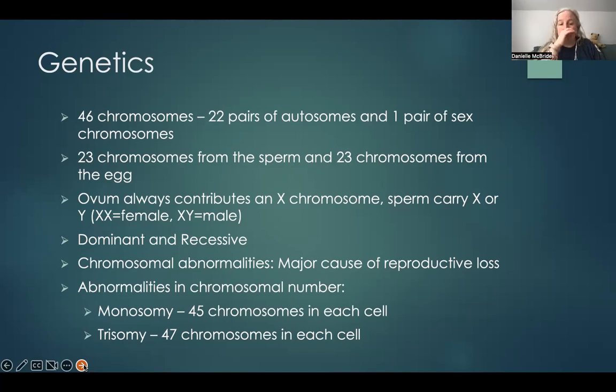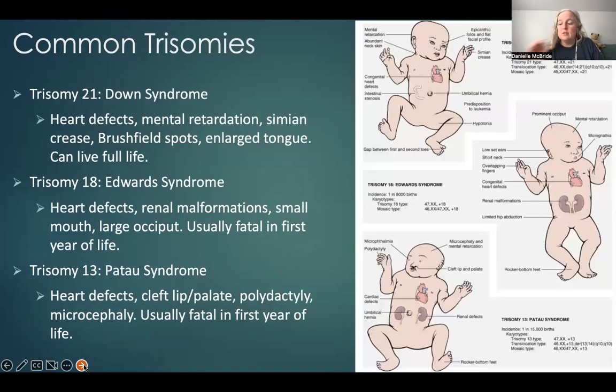We can also have some abnormalities in chromosomes that can cause fetal loss, and we can have early pregnancy loss and things like that. And sometimes we don't even know that that was the cause, because if it's early enough, they don't always test them. So some examples that we're thinking of for our trisomies.